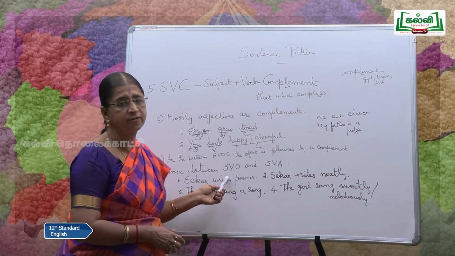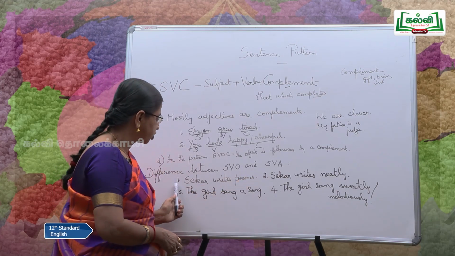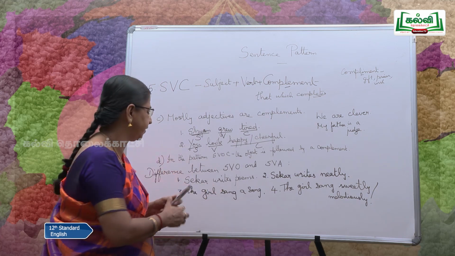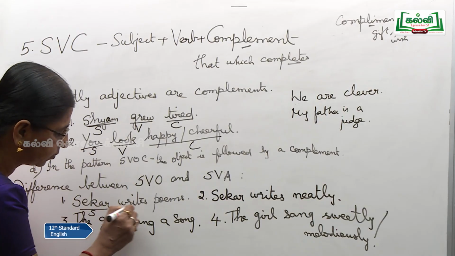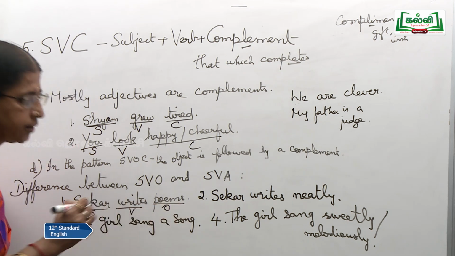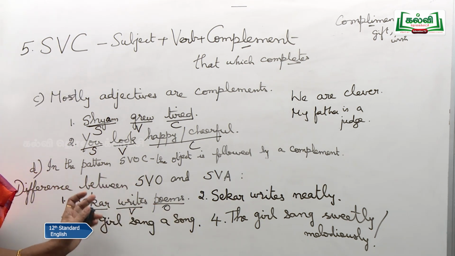Now difference between SVO and SVA. Shaker writes poems. So it's obvious here. Shaker, subject, writes, verb, writes what? Poems. Poems are written by Shaker, SVO. This is correct.